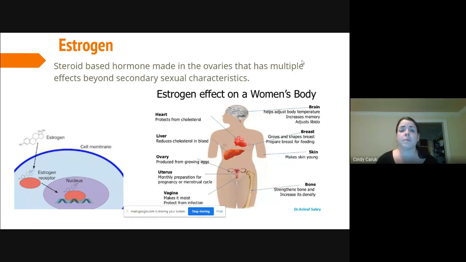Estrogen would be a good example. That's made in the ovaries. It has multiple effects beyond your secondary sexual characteristics. It adjusts temperature, memory. It's going to be reducing cholesterol in the blood, protects the heart from cholesterol. So multiple effects, has different effects in different parts of the body. Because even though this estrogen's coming in, this receptor could be different. And therefore, it's going to act as a transcription factor on a different gene.